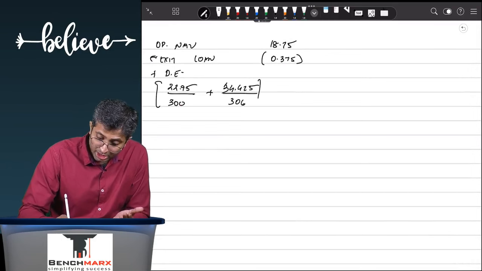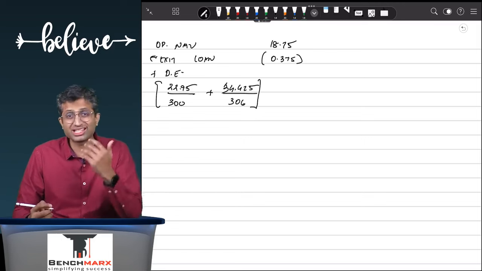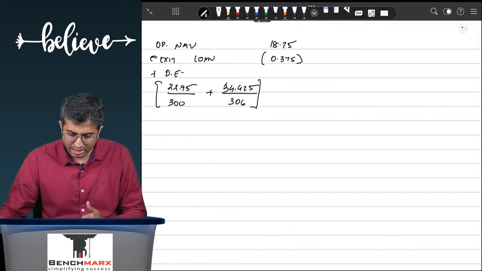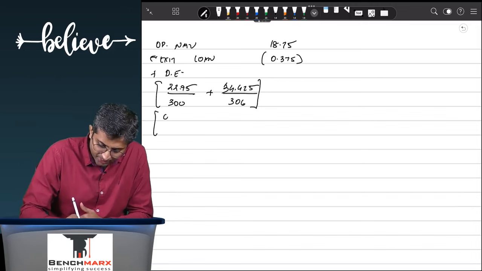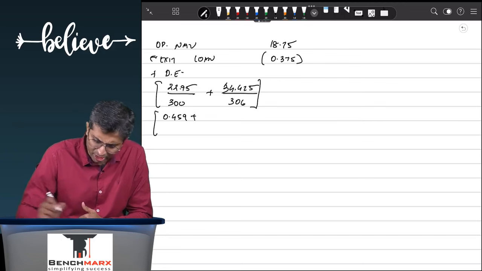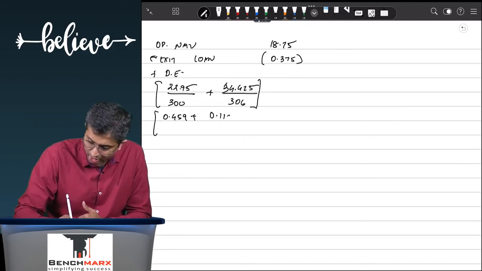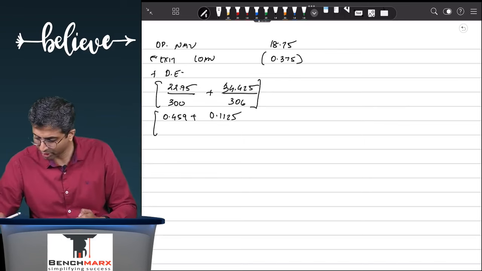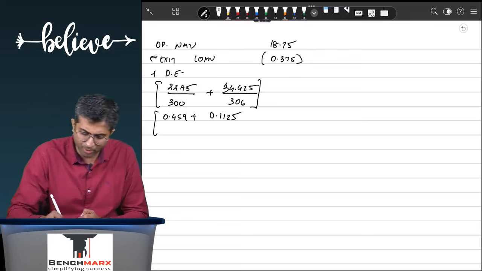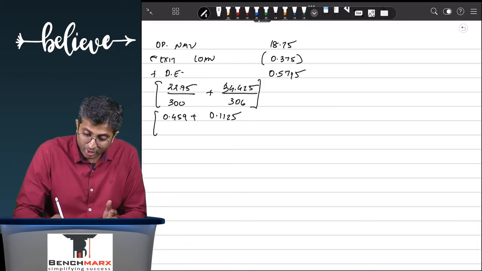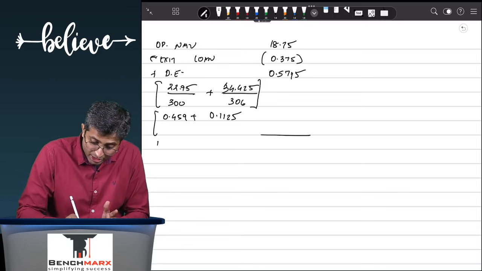306 unit holders. Now there is some income in June as well, but the redemption is happening in the end of May, and hence June's income is not going to be considered here. So this will be, let us say for simplicity, 0.459, which we have calculated, plus 34.425 divided by 306. This is 0.1125 plus 0.459, which is I think 0.5715, which is the dividend equalization charge. Now this is to be added. So this is the redemption or repurchase price.